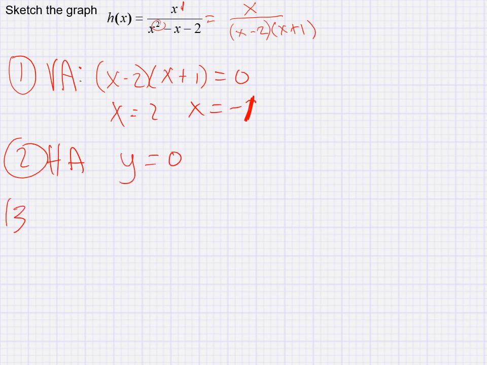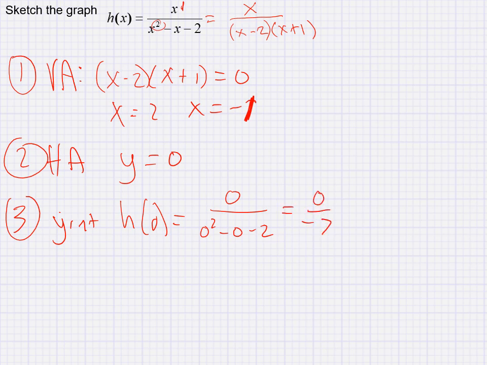3, y-intercept, we let x equals 0, so in this case we have h of 0. That would give me 0 over 0 squared minus 0 minus 2, so that gives me 0 over -2, which is 0. And 4, we got our x-intercept. Again, we let the function equal 0, but that amounts to just letting the numerator, which is x, equal 0, and so there's your x-intercept.